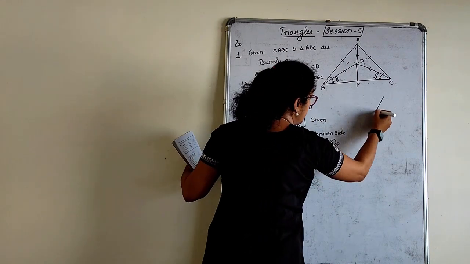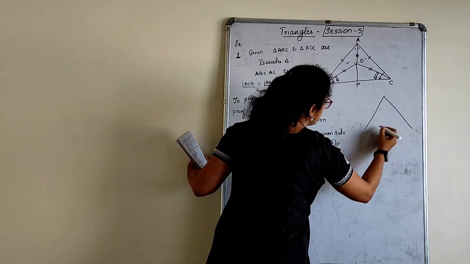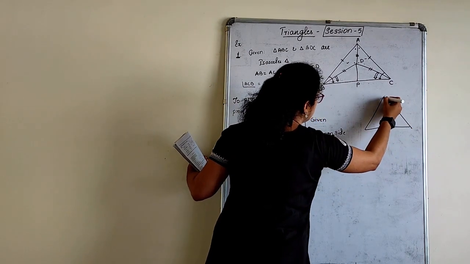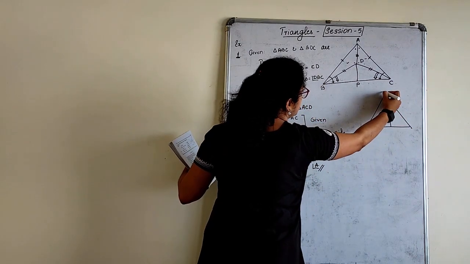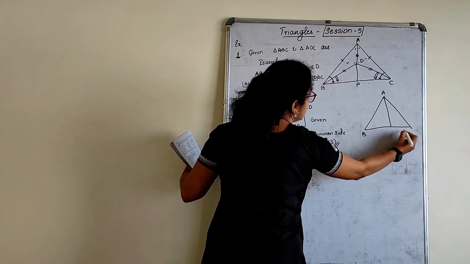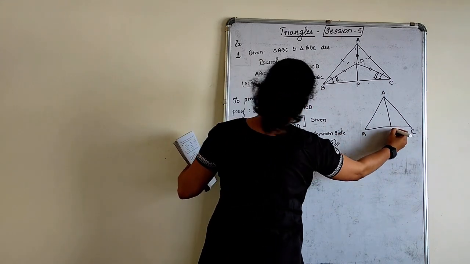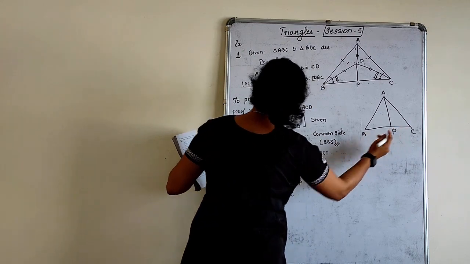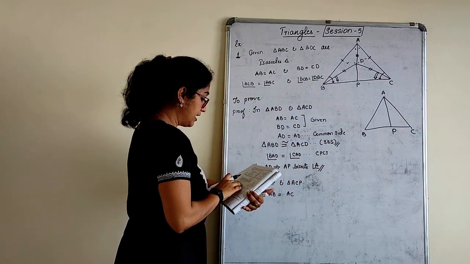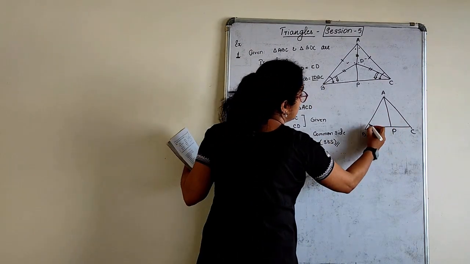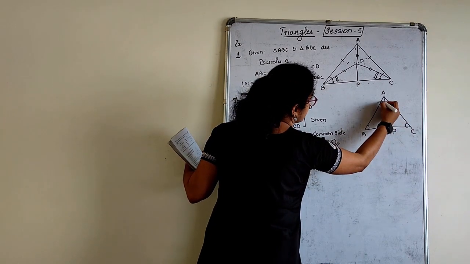Let me draw the figure once again, children. Why? Because there are so many things written in this, it will be a confusion. I draw only this much: A, B, C and P. ABP, that is what they have asked, and ACP, right? So let me mark.